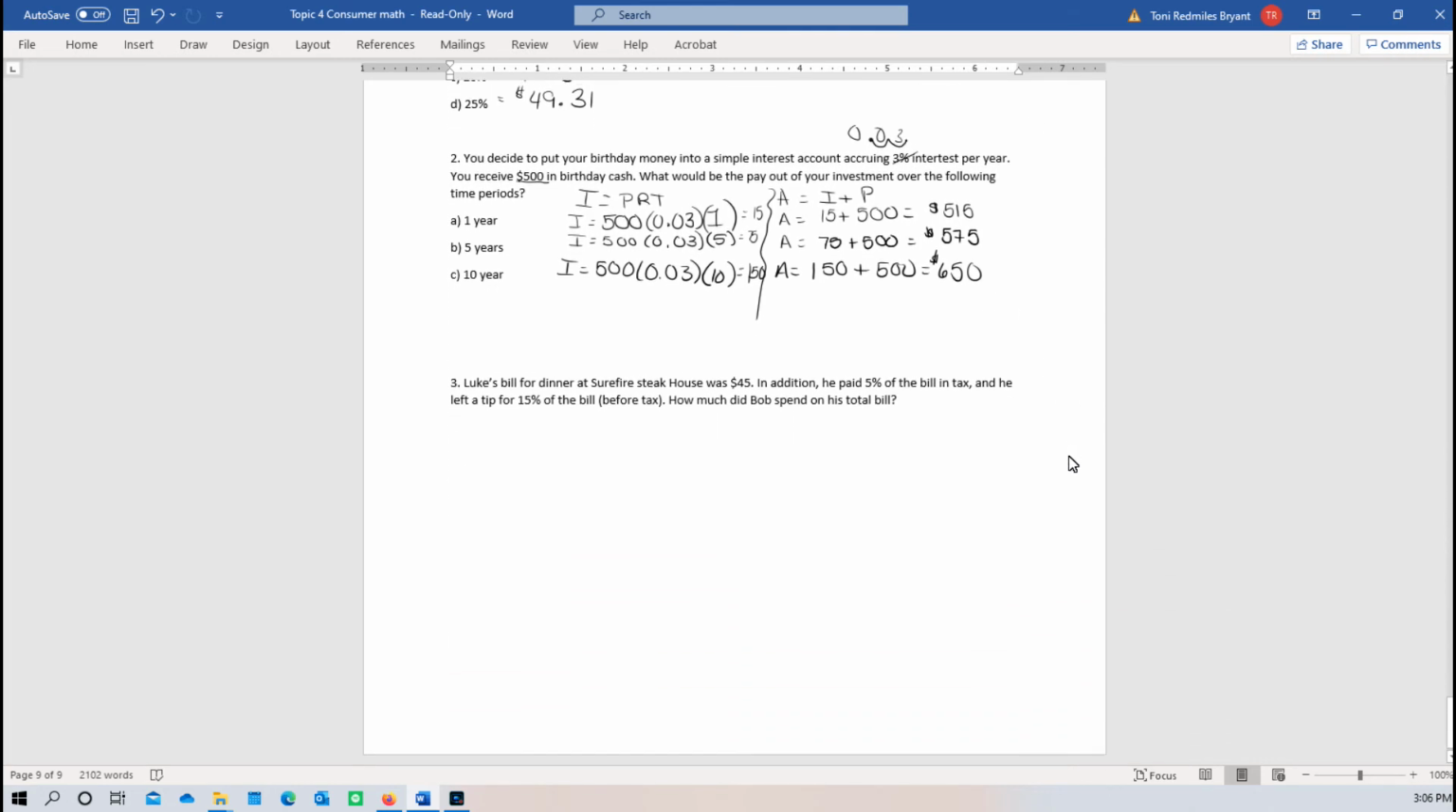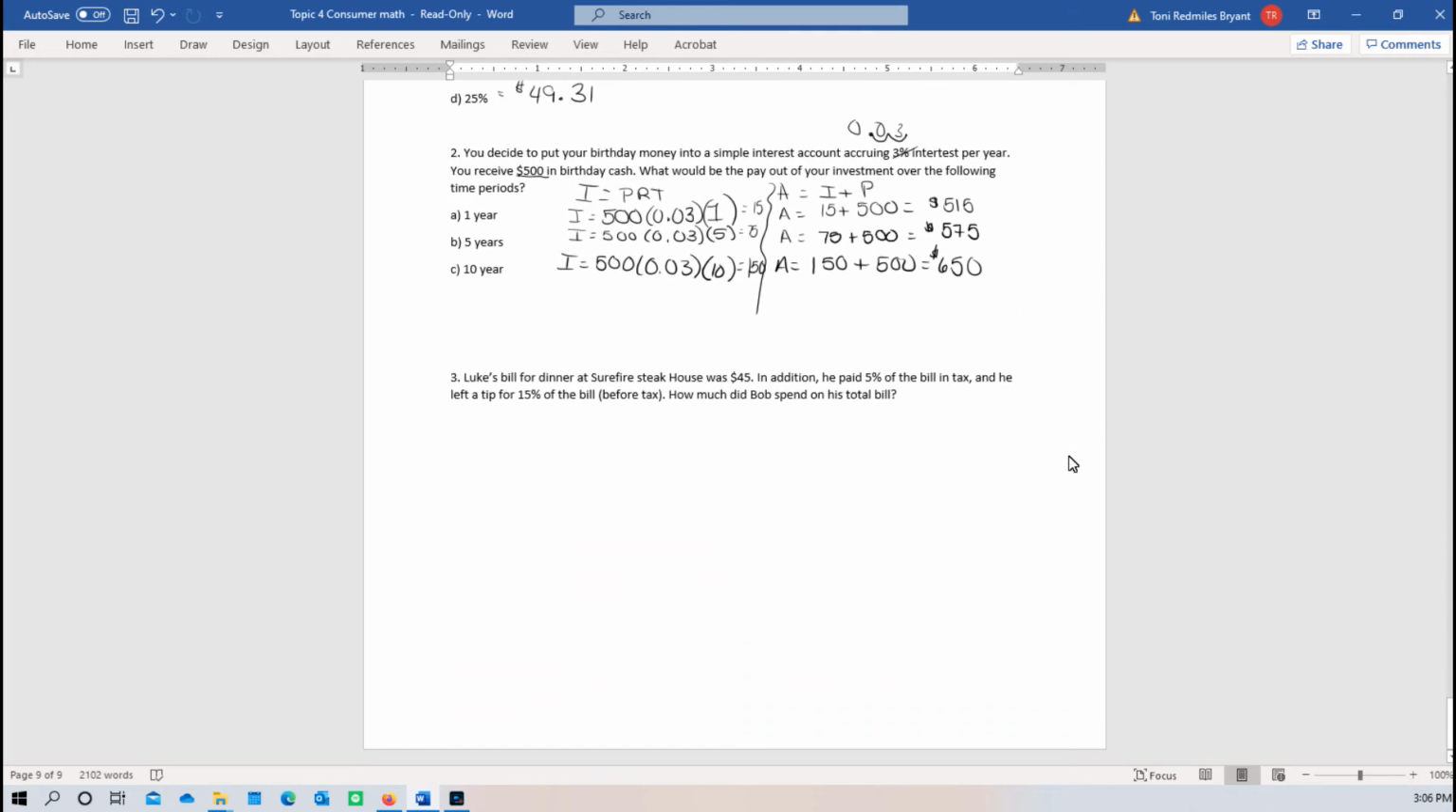All right, let's look at Luke's bill for dinner. Luke's bill for dinner at Surefire Steakhouse was $45. In addition, he paid 5% of the bill in tax, and he left a tip for 15% before tax. How much did Luke spend on the total bill?